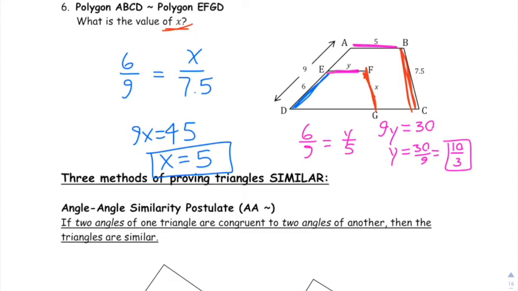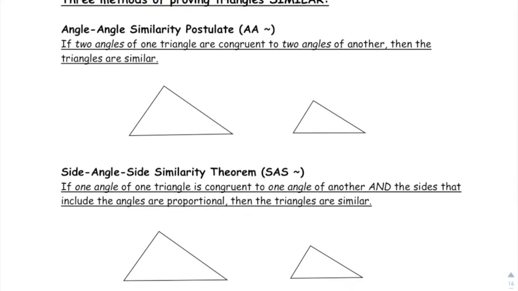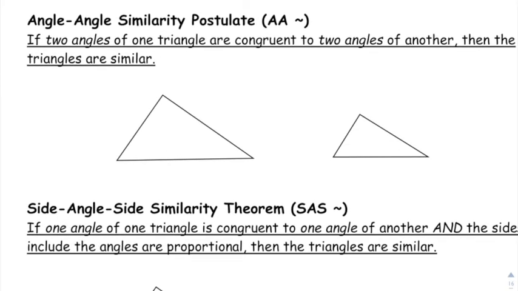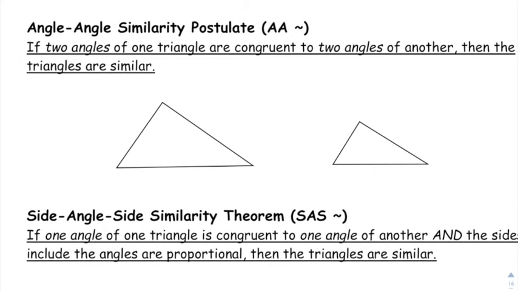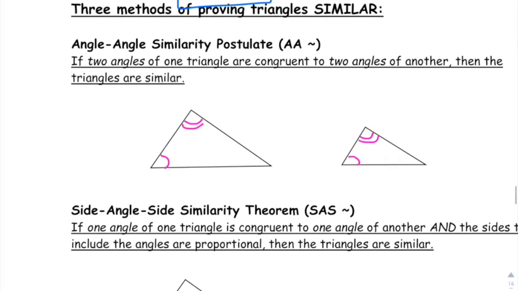Okay, so that's the first half of this lesson. The second half of this lesson is about proving triangles similar, and it uses some of the same elements that we just did. So this first one here: if two angles of a triangle are congruent to two angles of another, then the triangles are similar. This is the angle-angle similarity postulate. Here's how it typically looks. You have two sets of angles marked congruent, and then automatically the third angle has to be congruent as well. So we say these are similar figures.